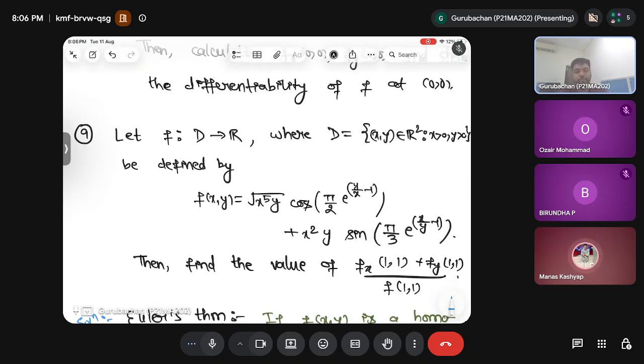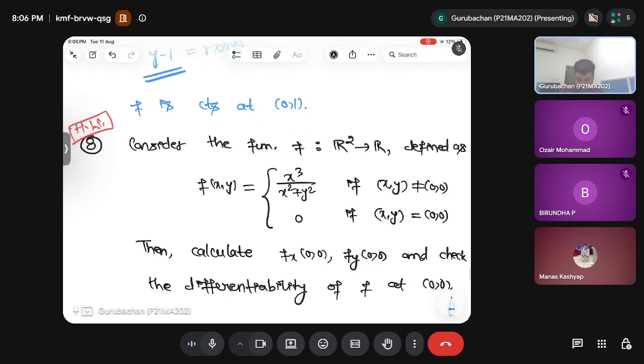Thank you. Can you tell the answer for question number 8, sir? Okay, let me tell you. Question number 8 is x cube. So this function is differentiable at (0, 0)? Wait, I'm sorry, I think this is not differentiable at (0, 0). Not differentiable at (0, 0).